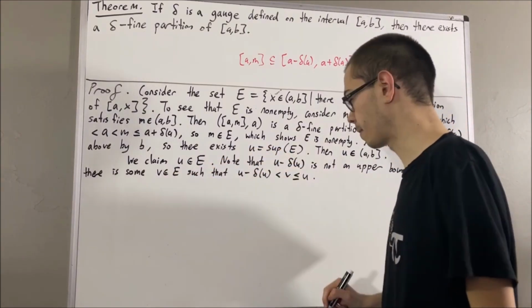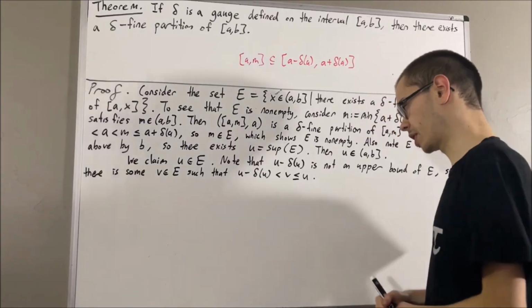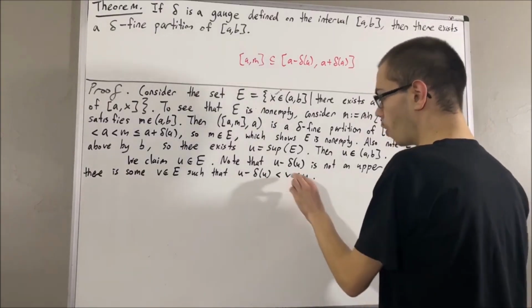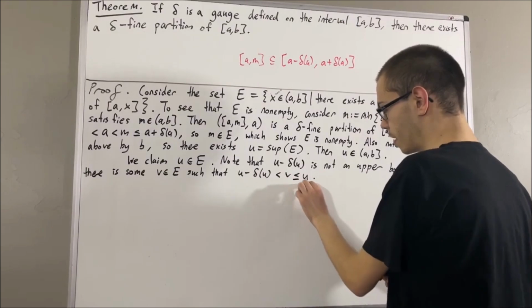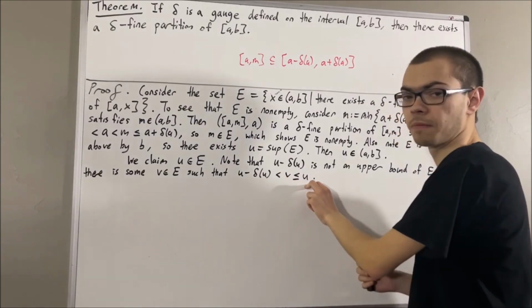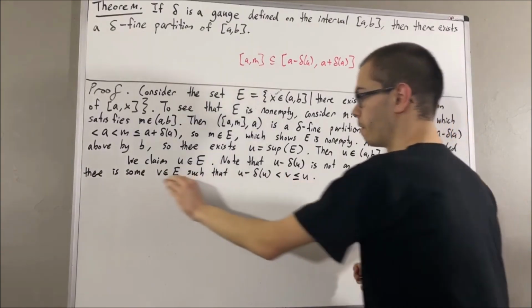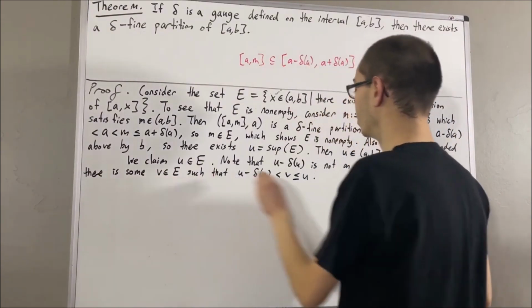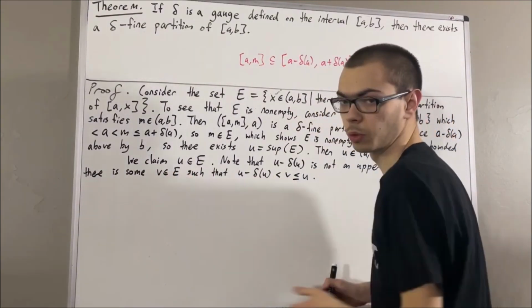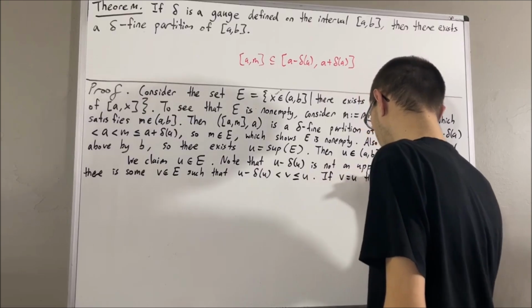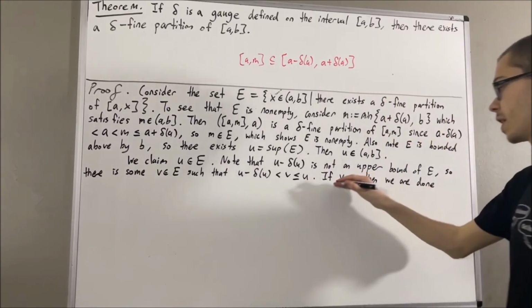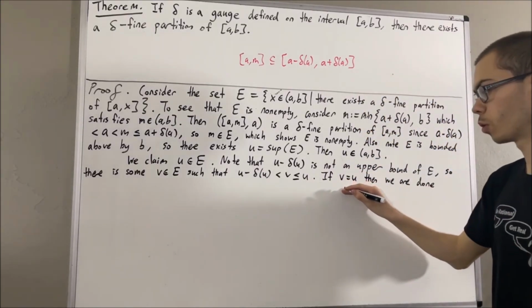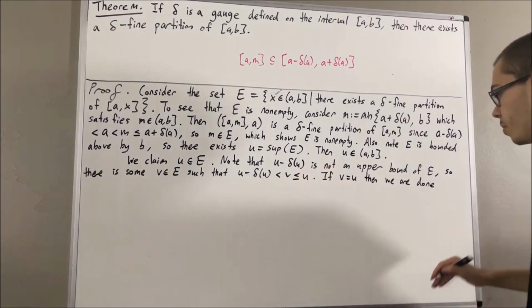So we have this. There are two possibilities. Either V is equal to U or V is less than U. Now if V is equal to U, then we're done, because V is an element of E would imply U is an element of E, since they're both equal. So that covers the case V is equal to U. Now we're going to assume V is strictly less than U.